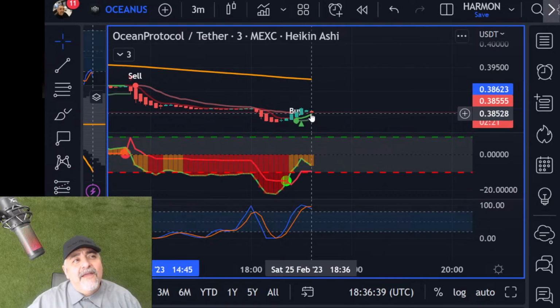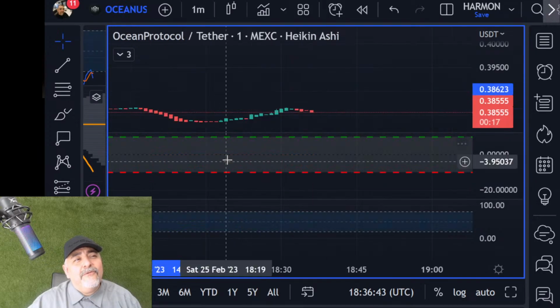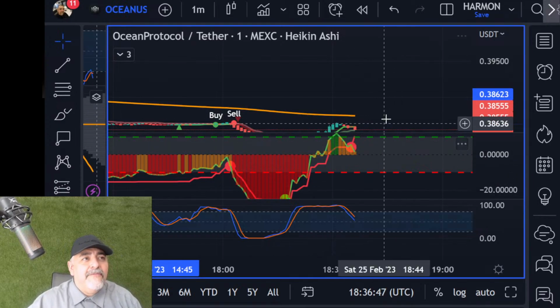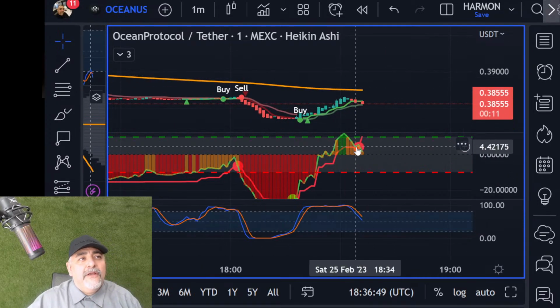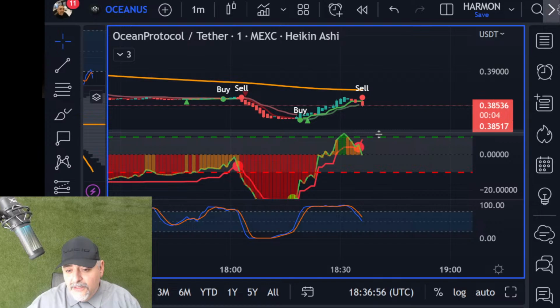It does have a red candle, but we also want to make sure that we're getting red moons on the earlier time frames. So here's our red moon, which means the 3 minutes should be going red. And there's our sell button. So right here, we're going to enter a short. Click, click. We are now shorting Ocean.